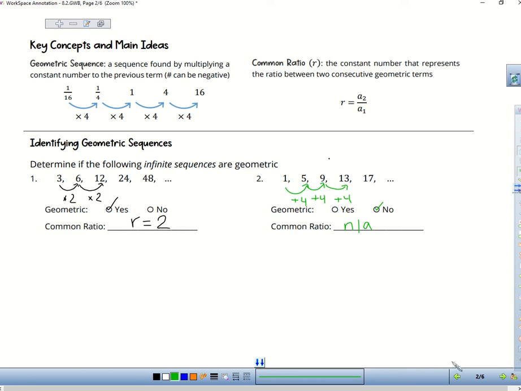Well, I was going to say, well, they do all have common denominators of 1.